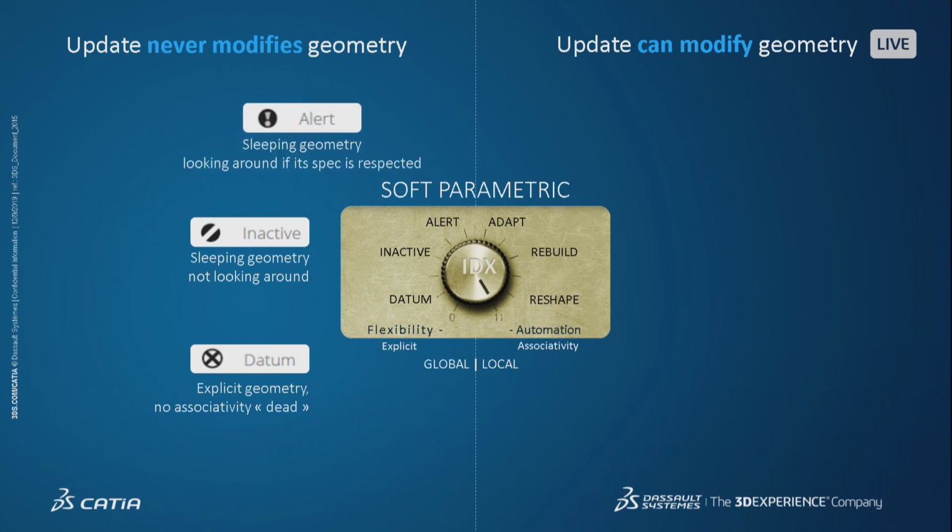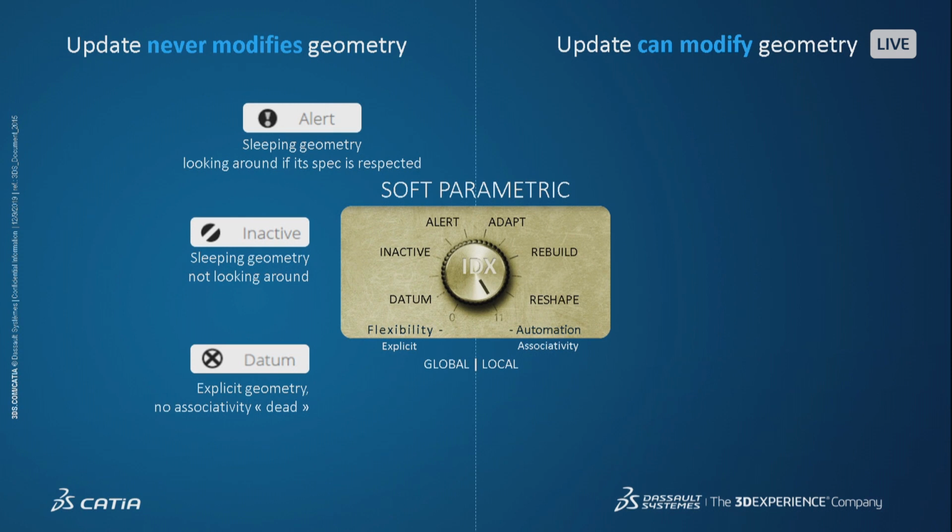A third mode for this kind of user will be alert. Alert is very simple. It's the same mode as inactive, except that you have some diagnosis on top that will just tell you, hey, here you've been breaking the continuity, here you have made me break my link with my parent features, etc. So it's just adding diagnosis to help you know that you have an action to perform later on because something is wrong with or inconsistent with the modification you've been performing. So again, those three modes are delivered to people not used to soft parametric and that want to go carefully in this world.